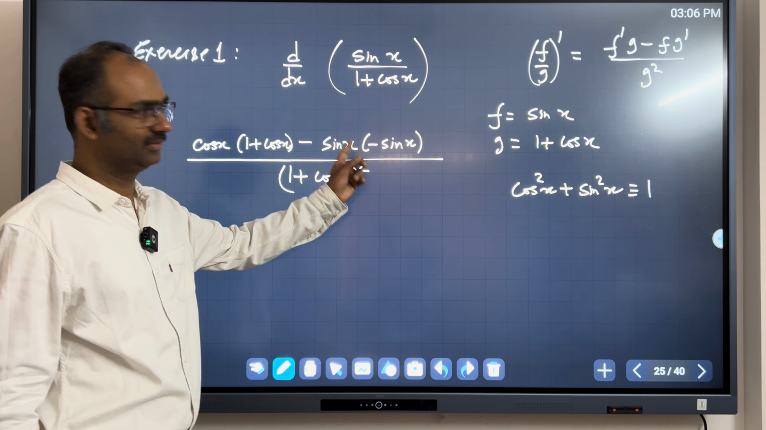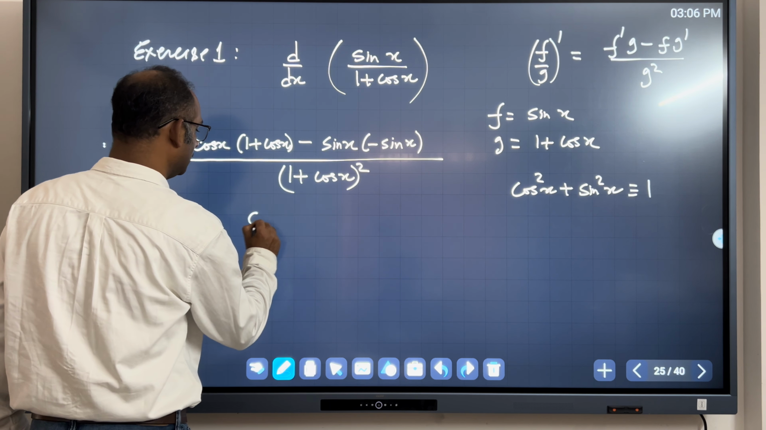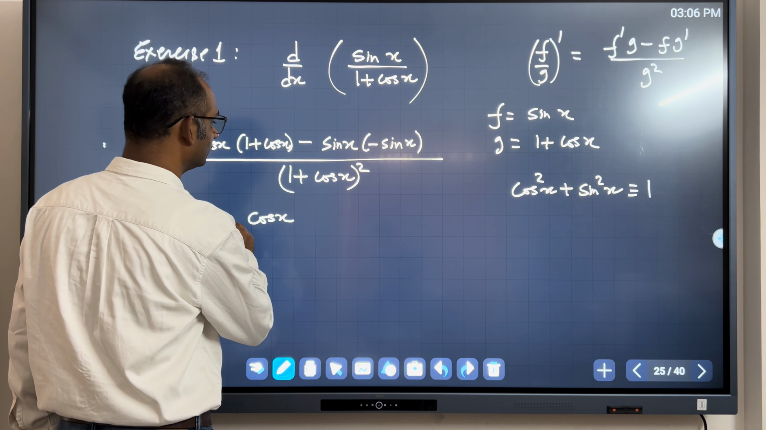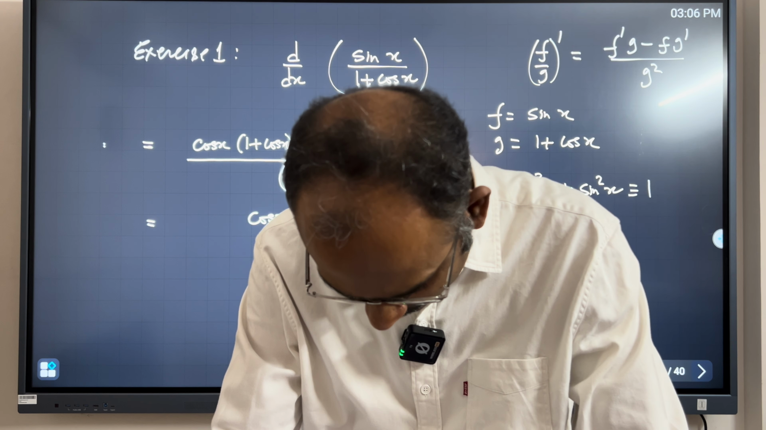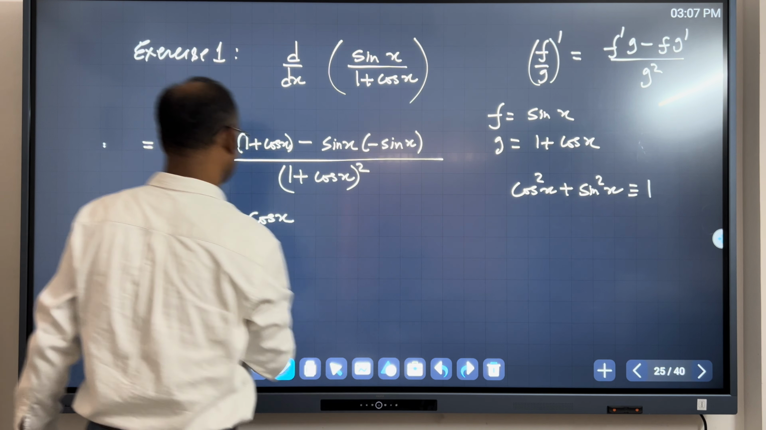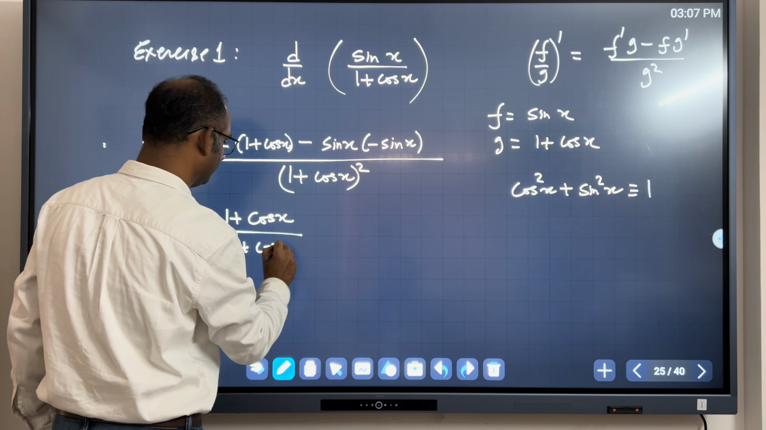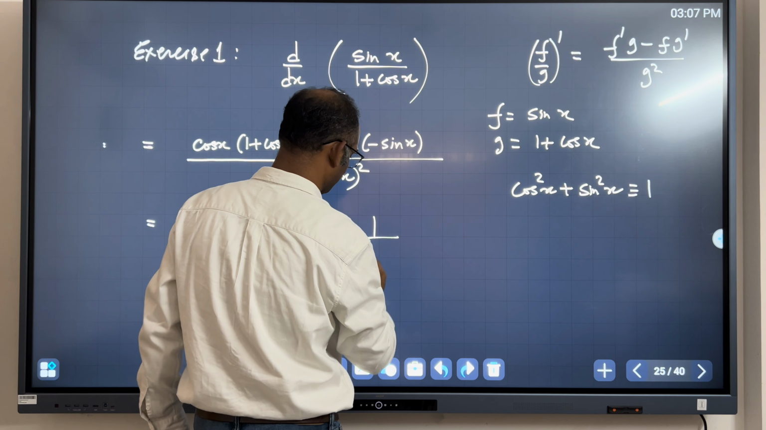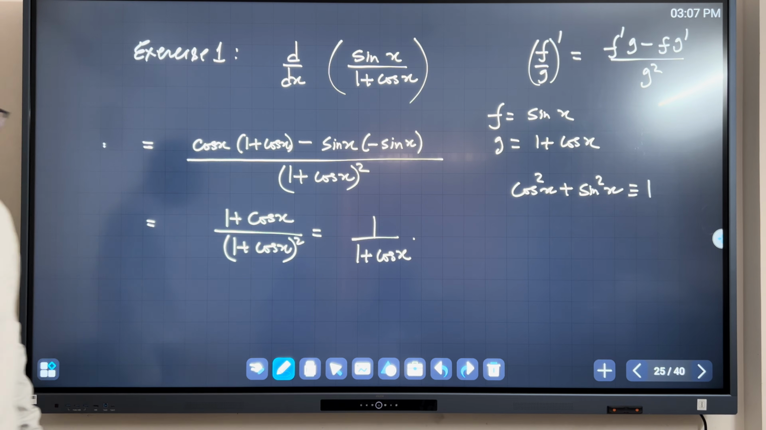This is coming from Pythagoras theorem. So what's left in the numerator? Just cos of x plus 1. Did I make a mistake? Sorry, I made a mistake. That is 1, not 0. So that is 1 plus cos x, divided by 1 plus cos x squared. Cancelling this gives you 1 over 1 plus cos x. Okay, so similarly you can do some other problems of this kind.